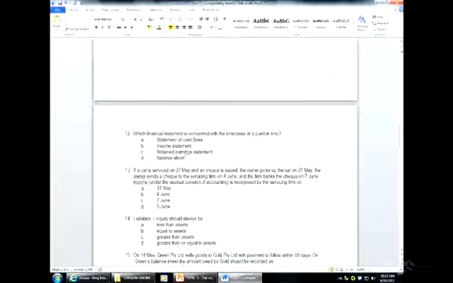Next question. Which financial statement is concerned with the enterprise at a point in time? A static statement, the balance sheet. The answer is the balance sheet.